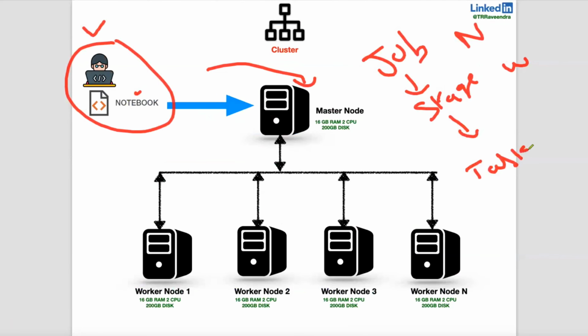The task always depends on partitions. One partition means one task. If you have one partition, one task. If you have 10 partitions, it will be submitted as 10 tasks. Those tasks will be submitted on the worker node to process your data. So your data will be divided into multiple partitions, and that data is going to be processed on the worker node.